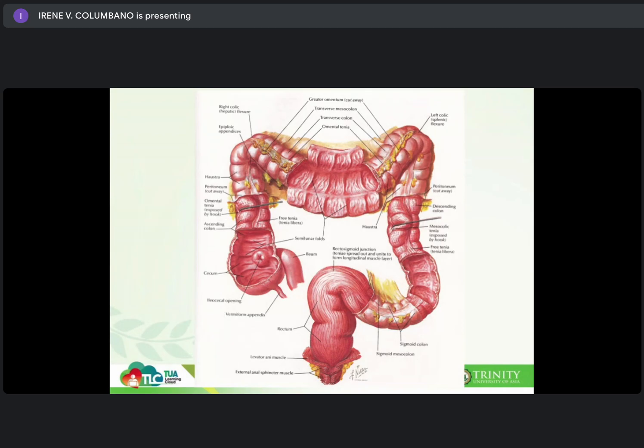Okay? So ito nga sabi natin kanina, very distinct for the large intestine. Makikita natin itong ganitong itsura. Itong mga to, this is the band, hindi yung fat. So, band na yan. Anong tawag dyan? This is the Taenia coli. So, look, meron siyang ganito, ganyan. That's haustration or sacculation. Ito specific lang yun sa large intestine.